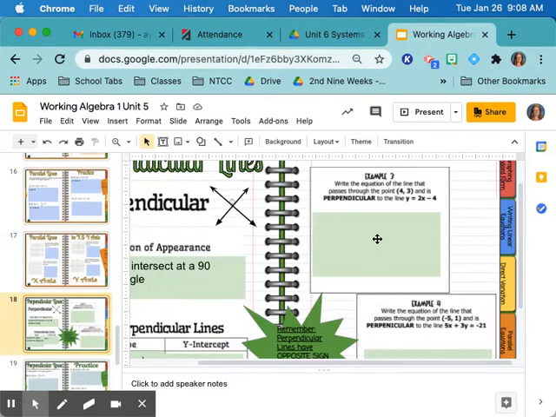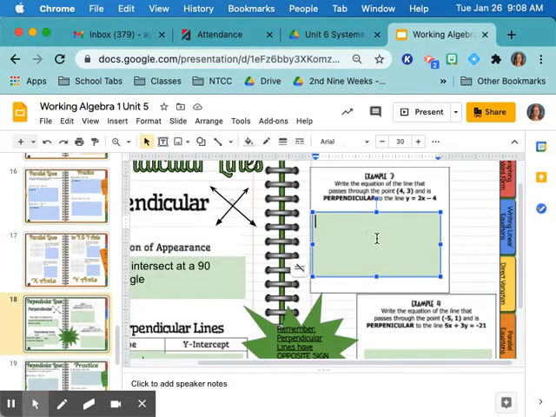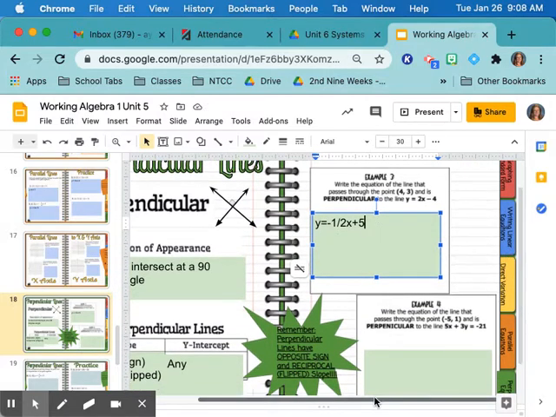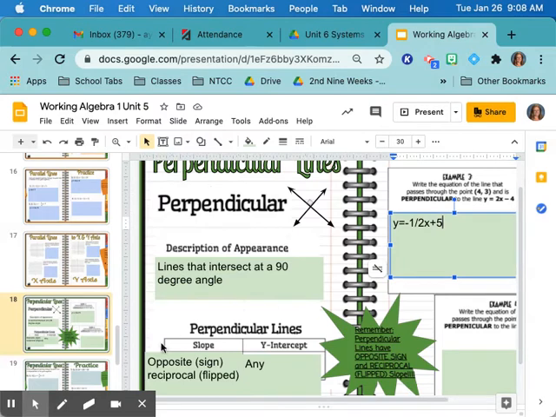Okay, let's go to slide 18. We're going to skip 17 for now. Slide 18, we already started. We did this one. This was the perpendicular lines, 18. So recall that for perpendicular lines, the slopes are opposite reciprocals, meaning you flip the fraction and change the sign. And the y-intercept can be any.